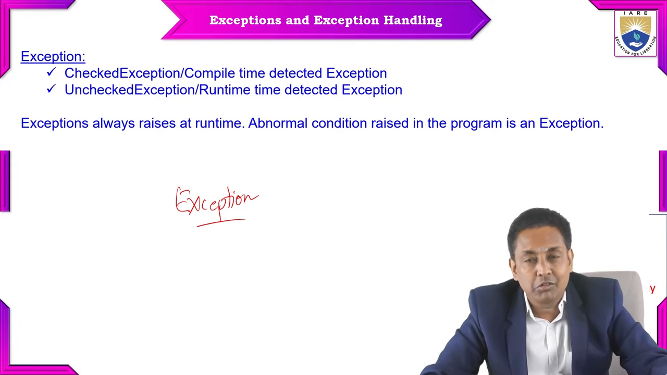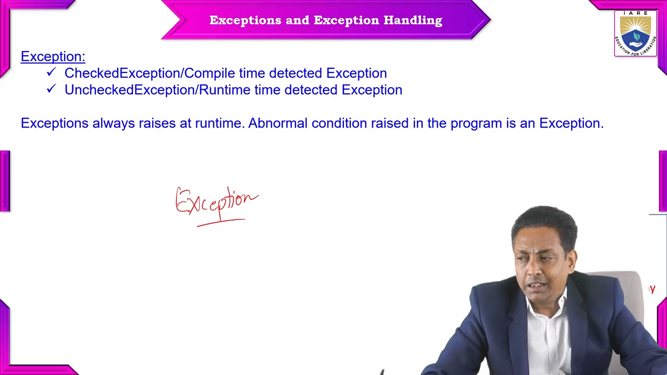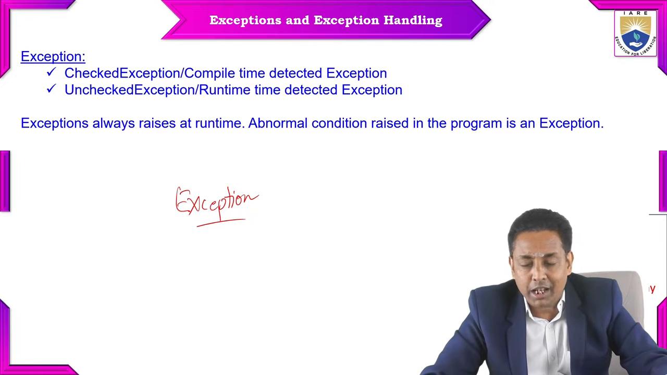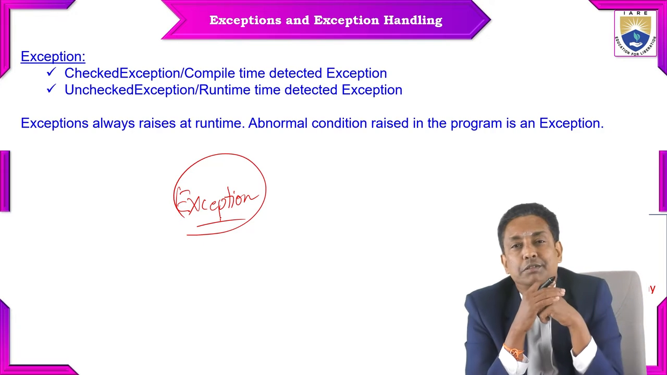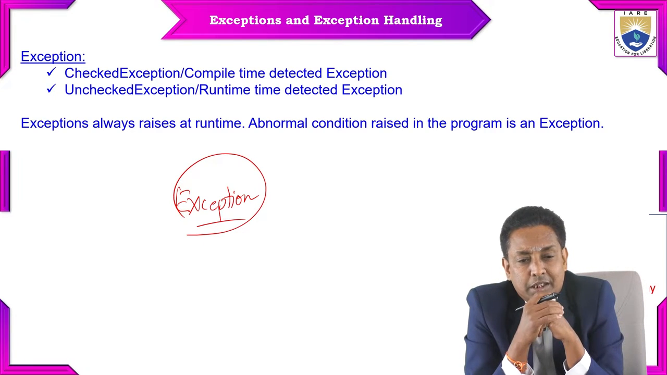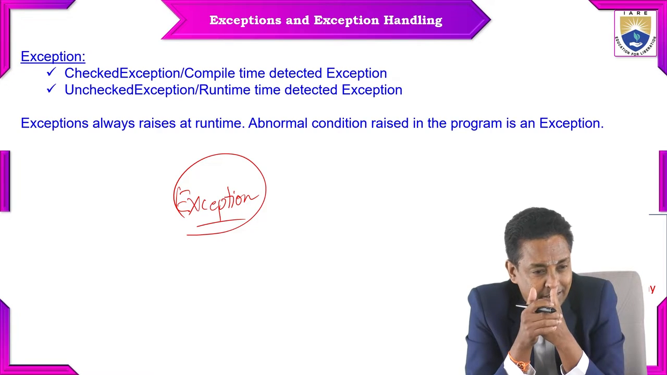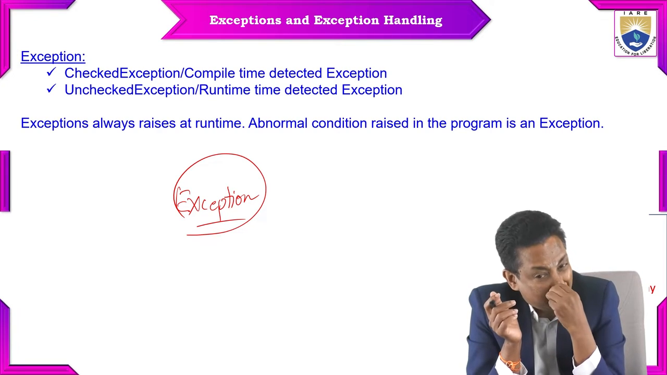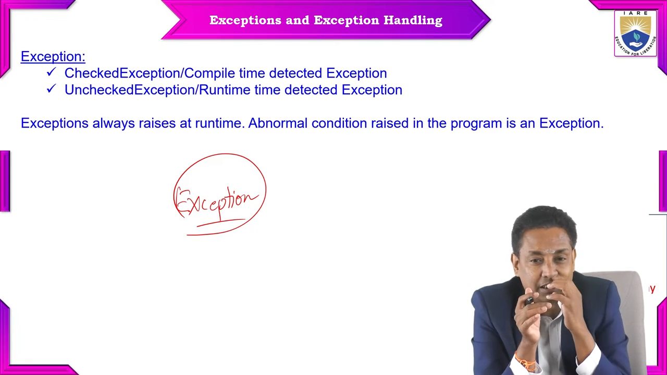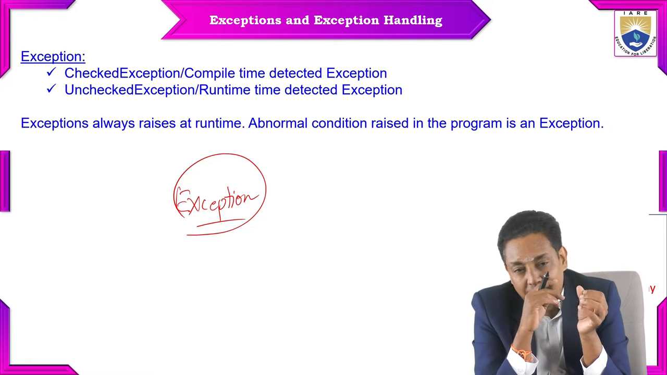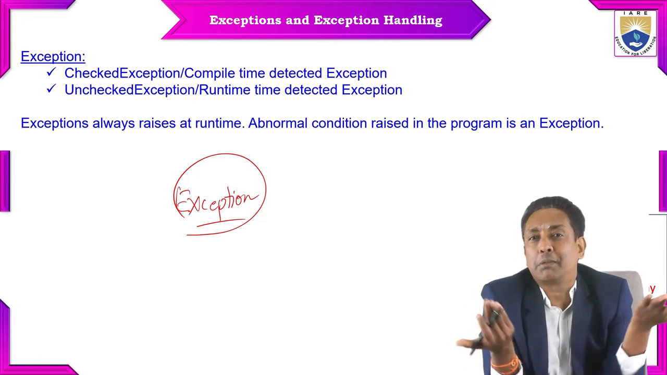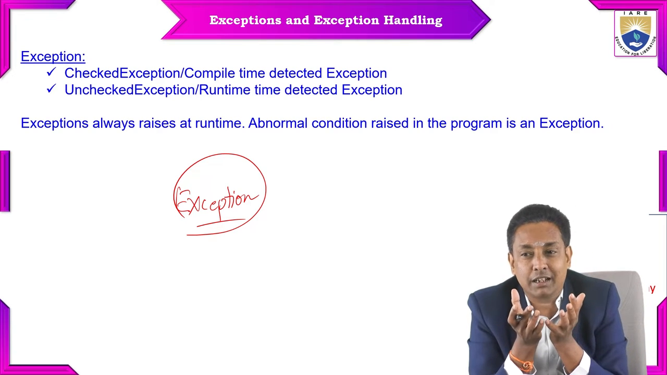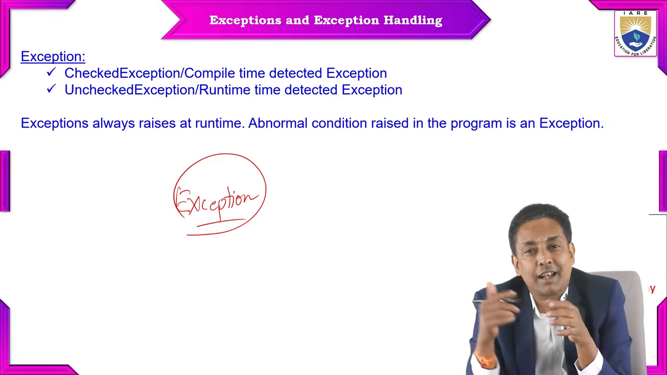So you may ask me, what is an exception? In the program, if any abnormal situation happens, all such abnormal situations are treated as exceptions. Something like, you write a logic, and the compiler notices that the syntax is correct. If the syntax is correct, the compiler will compile your program. But the logic which you write may not be executable at runtime.